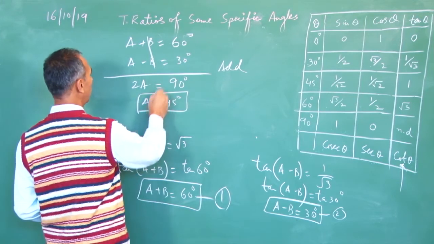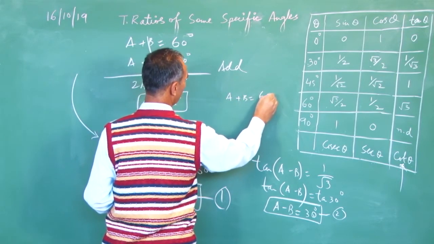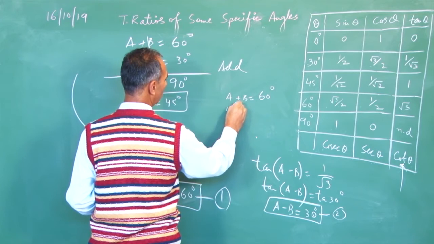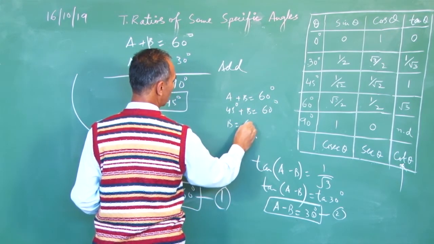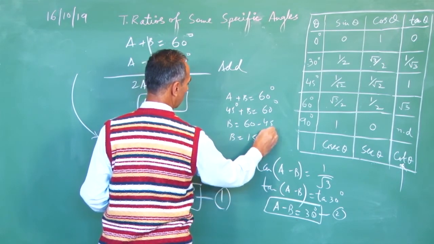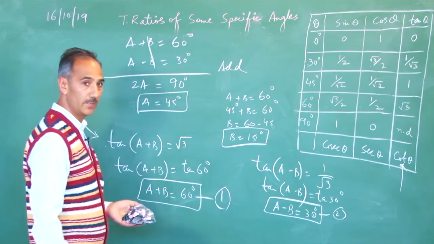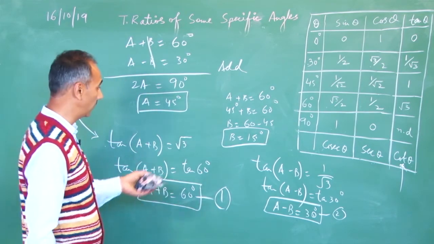Now put A in one of the equations. My A plus B is 60. My A is 45, plus B is 60. So B will be 60 minus 45. So B is 15. So A is 45, B is 15. So A was greater than B, so that is verified.